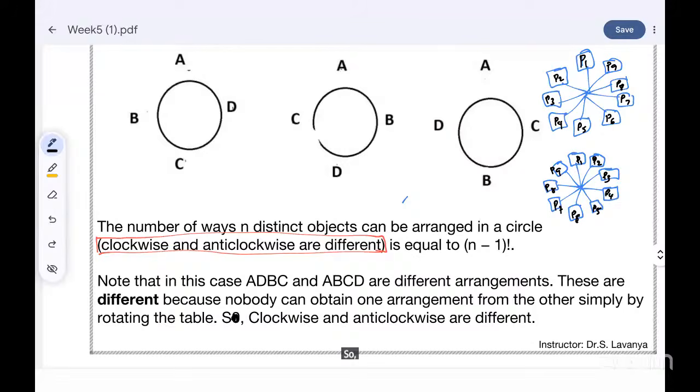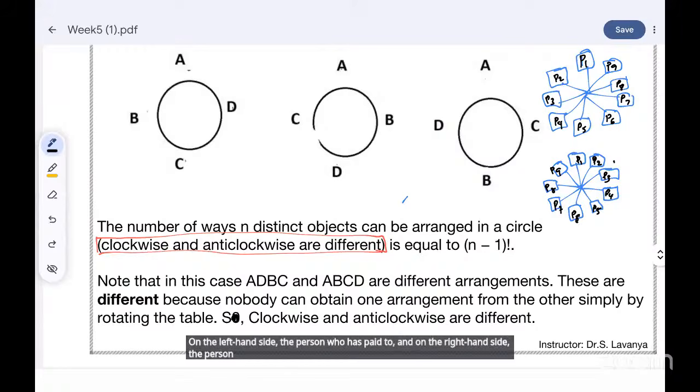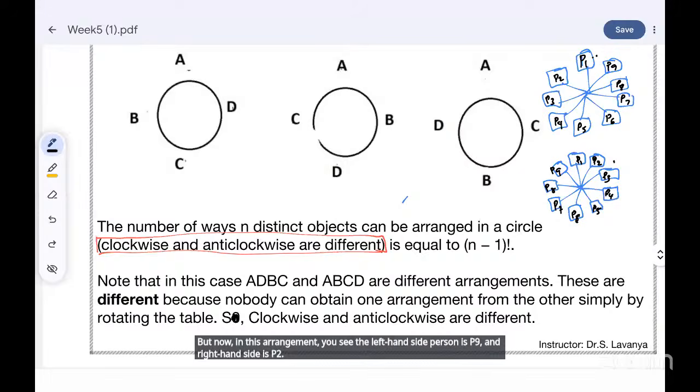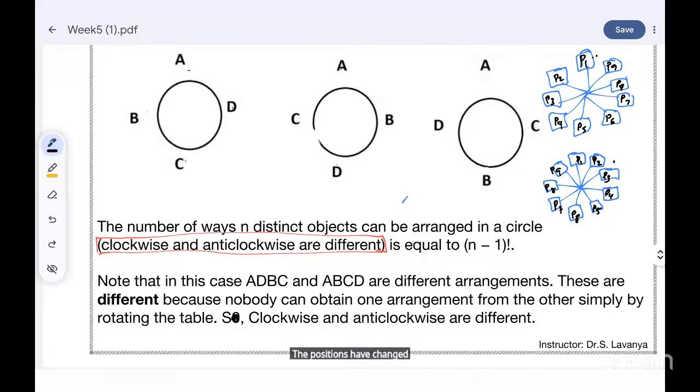So this person, for example P1, earlier in this positioning, on the left hand side the person was P2 and on the right hand side the person was P9. But now in this arrangement, the left hand side person is P9 and the right hand side is P2. The positions have changed. So these two are different arrangements. Can you understand this part now?